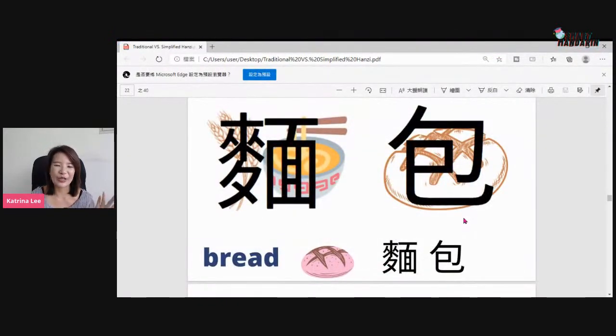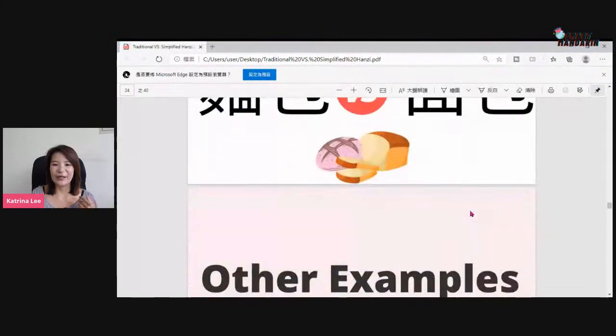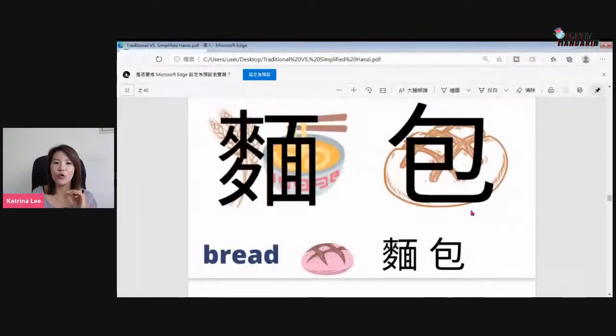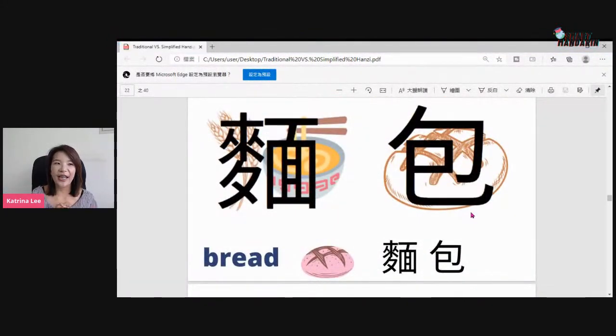I personally like this one. I'm biased, sorry. Okay, so now I just give you very practical examples of how you can remember the character and the origin of the traditional character, and how the simplified one takes from the traditional one and becomes the simplified one.